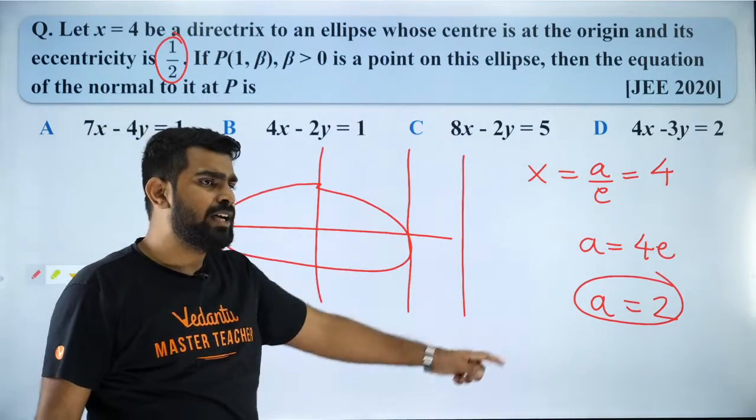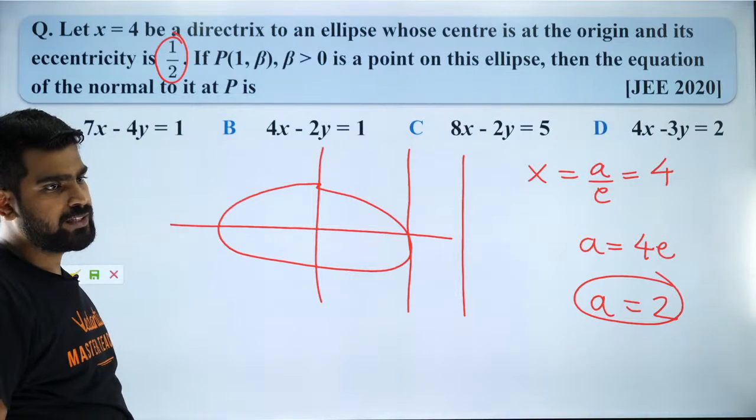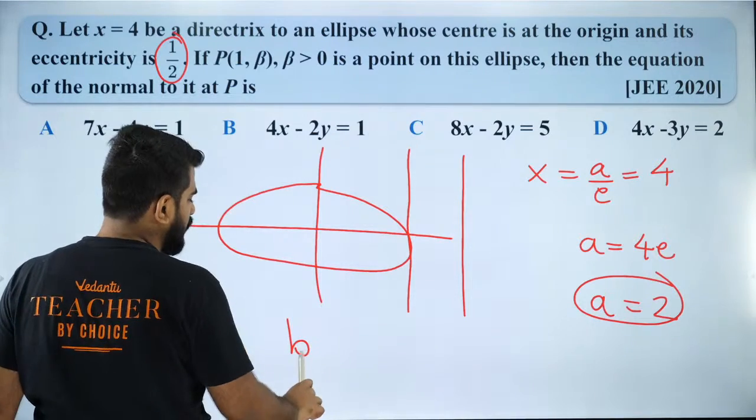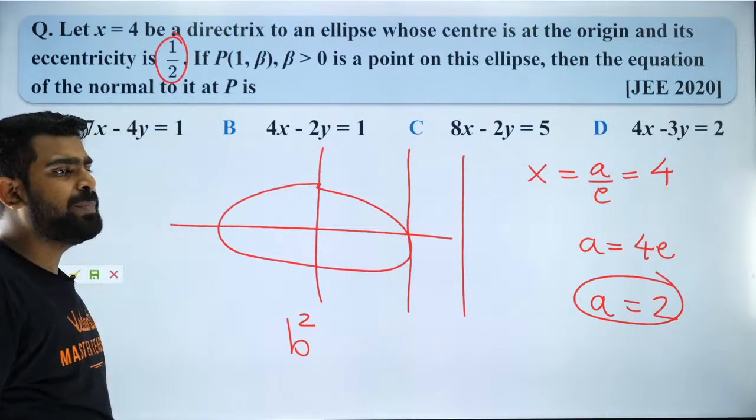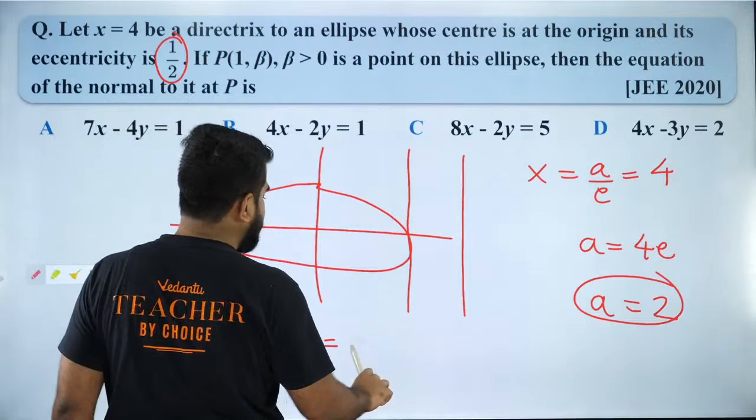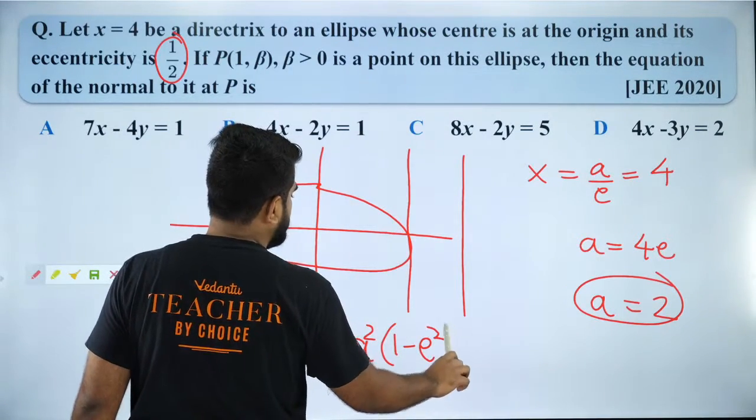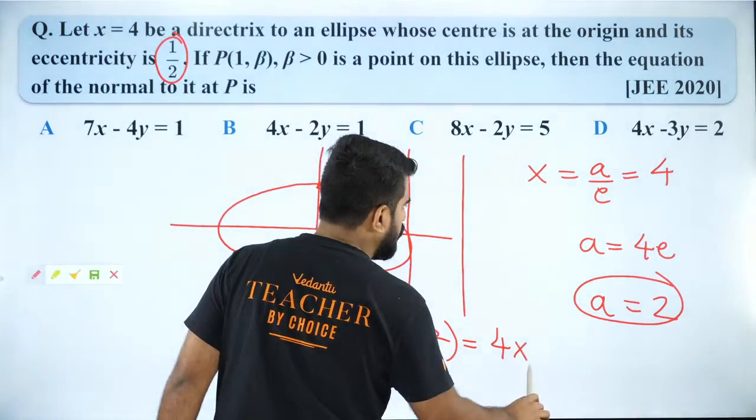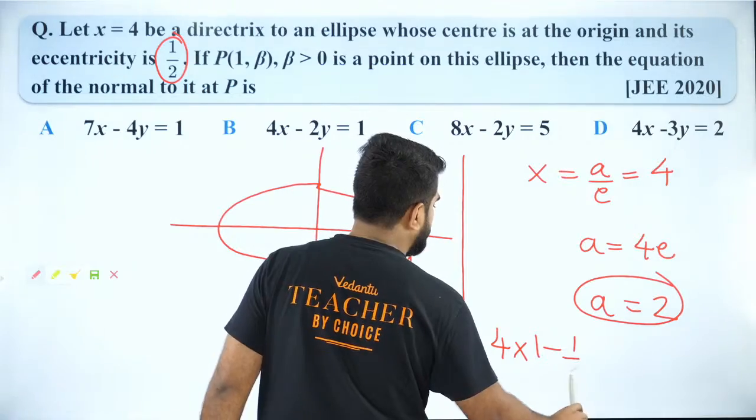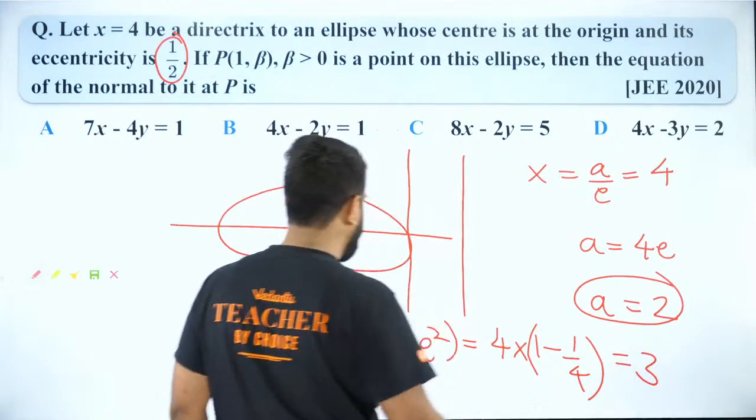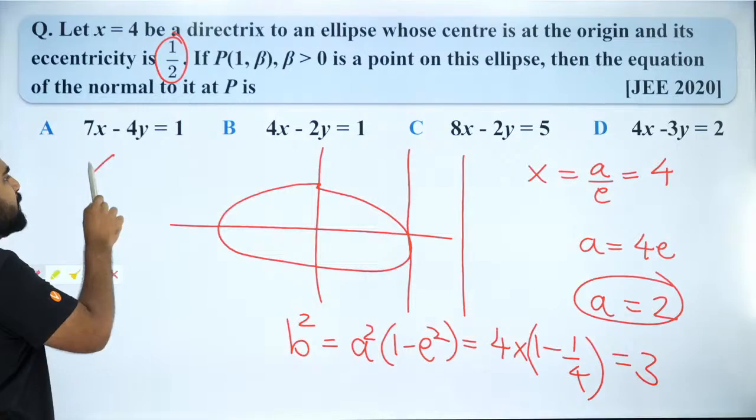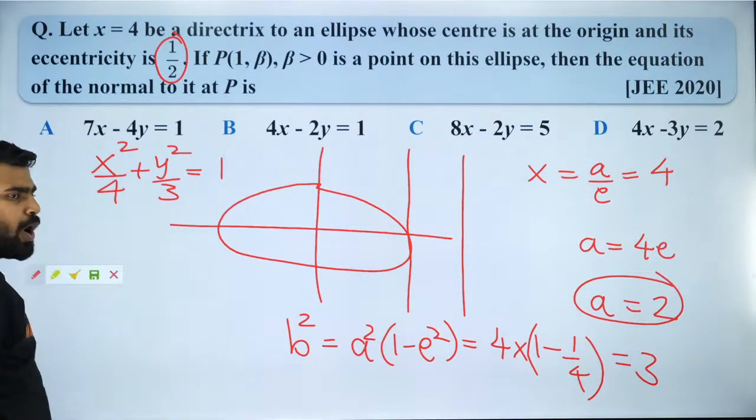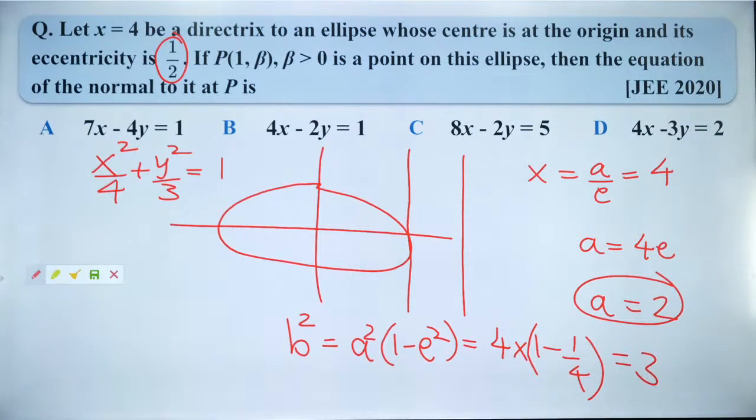So I got what is a. E is already given, so can I use these two pieces of information to get b square? It is going to be a square into 1 minus e square. Are you all cool with it? So it is 4 into 1 minus 1 by 4, so it is going to be 3. So b square is equal to 3. So the equation of the ellipse is x square by 4 plus y square by 3 equal to 1. Did you all understand that?